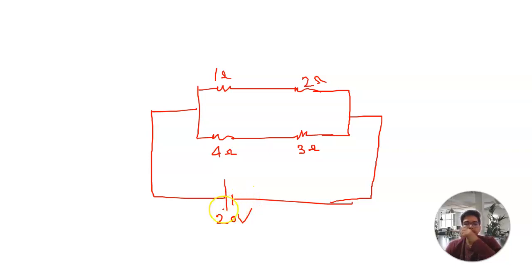Like simply, when I connect any wire between B and D, we are making this a short circuit. So the potential at B and the potential at D are equal. It means this is not the circuit which you are looking at.